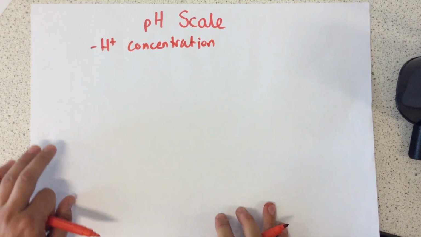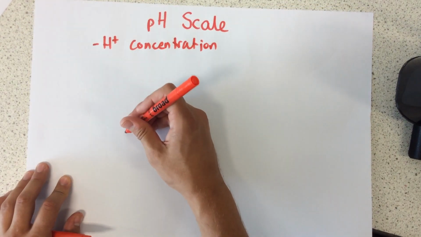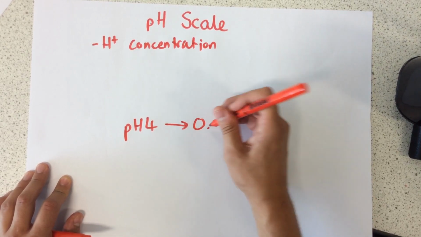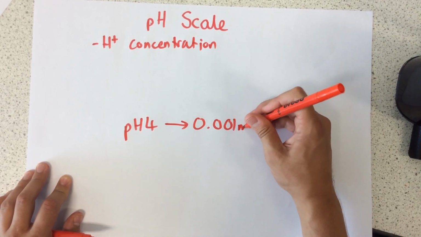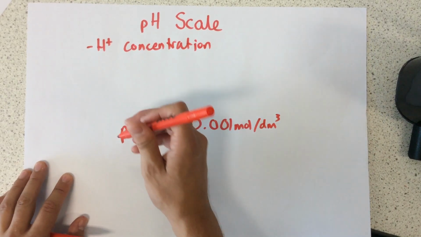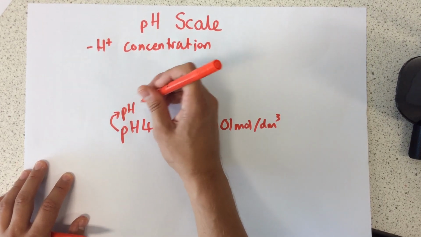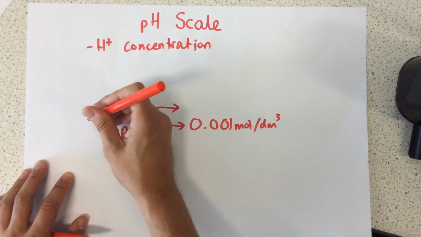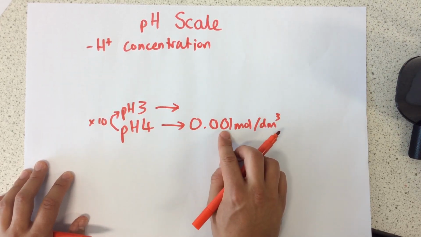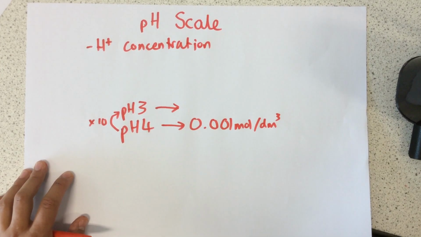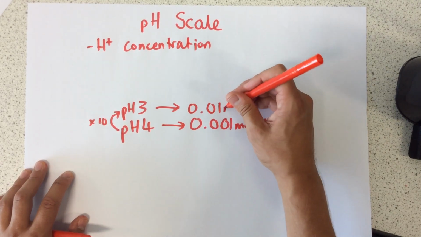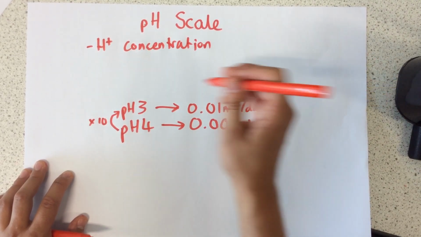So let's say a particular substance has a pH of 4. Let's say for that particular substance, there's 0.001 moles per decimeter cubed of that substance. Now, to get to pH 3, it's a scale where we need to times by 10. So there's 10 times the concentration of acid molecules to go from pH 4 to pH 3. So this would have 0.01 mole per decimeter cubed to get to pH 3.